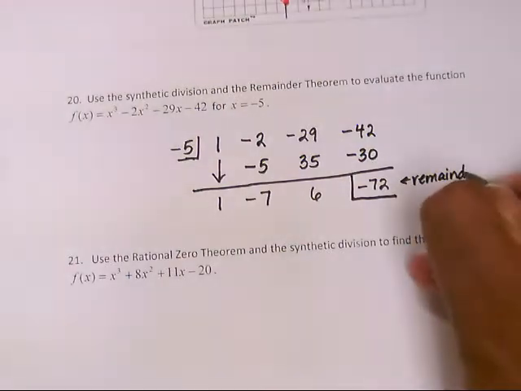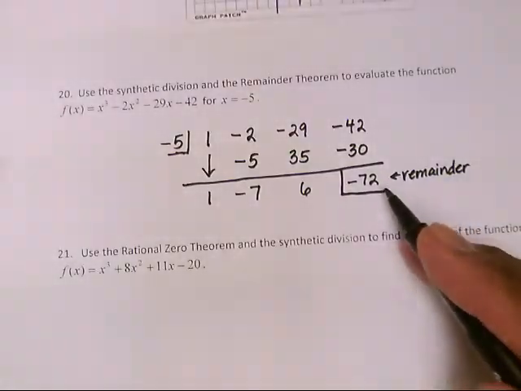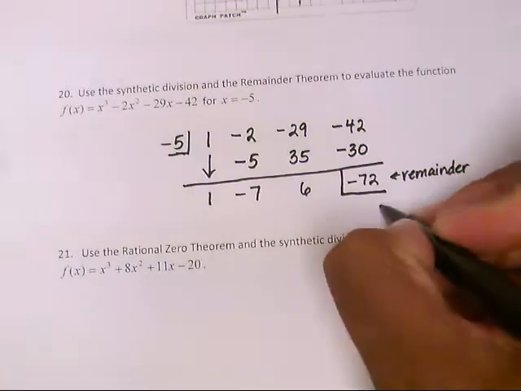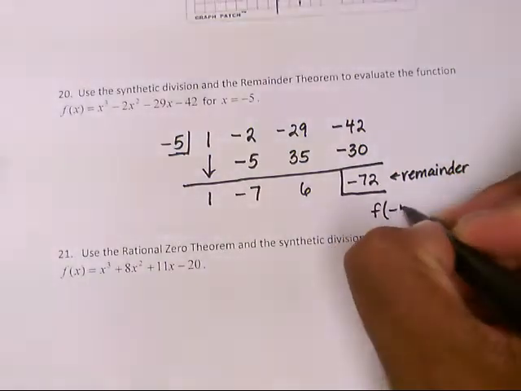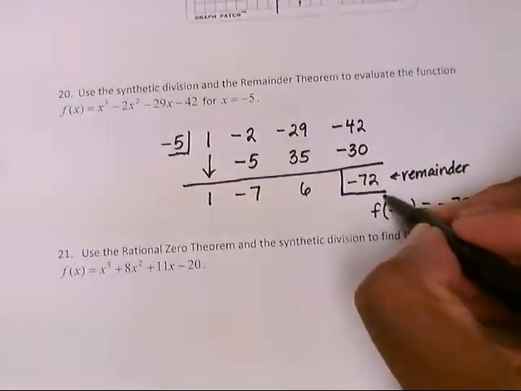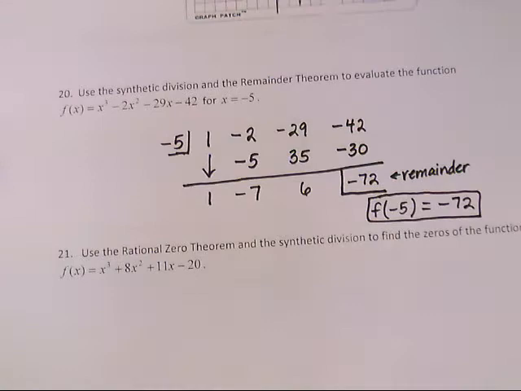Now the last number in the last row is your remainder. Not only that, that would be the value of this function when x is equal to negative 5. So I can say that f of negative 5 would be equal to negative 72. Okay. That's how we apply synthetic division and the remainder theorem to evaluate any function at any specific x value.